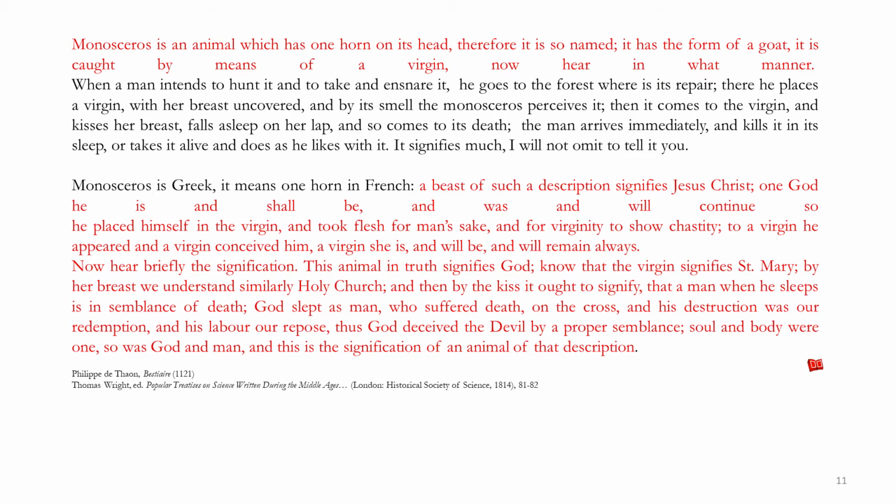One God, he is and shall be, and was and will continue so. He placed himself in the virgin and took flesh for man's sake and for virginity to show chastity. To a virgin he appeared and the virgin conceived him. A virgin she is and will be and will remain always. Now here briefly the signification. This animal in truth signifies God. Know that the virgin signifies Saint Mary. By her breast we understand similarly the Holy Church.